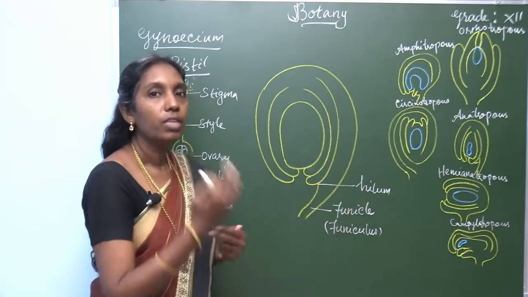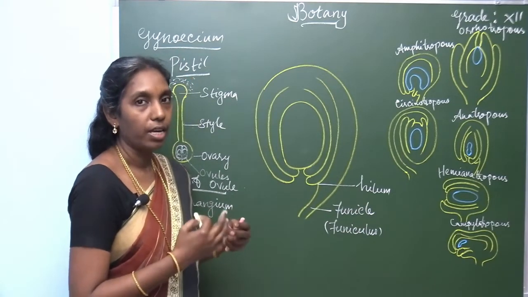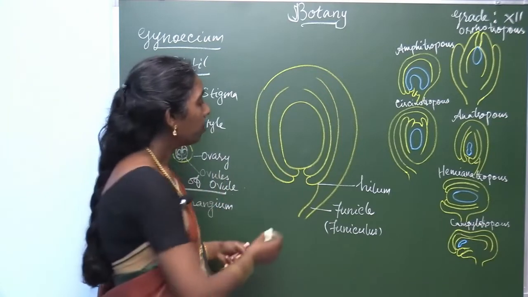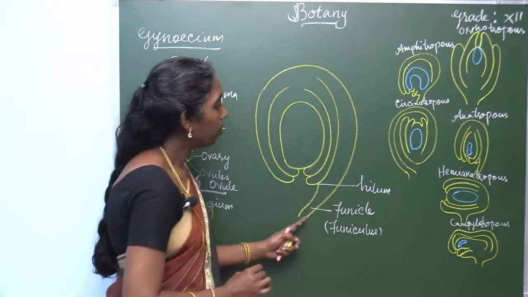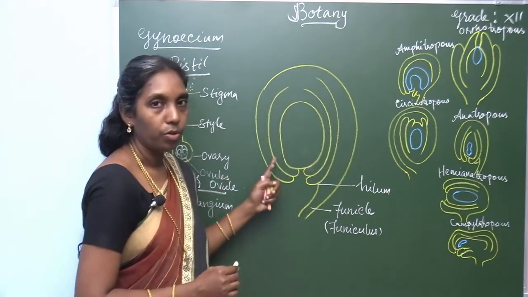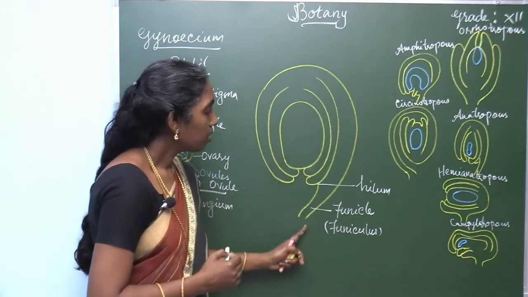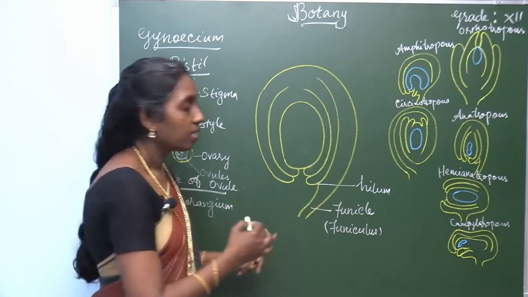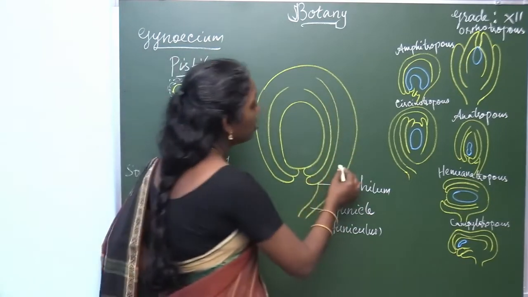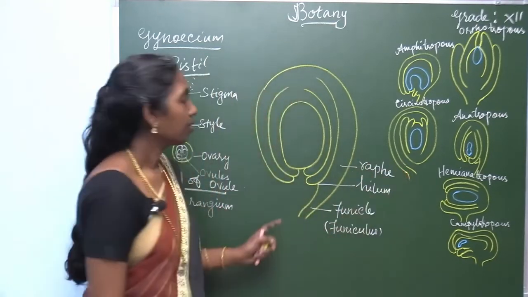In the inverted ovule, the structure varies. This is the completely inverted ovule. In the inverted ovule, the funicle merges with the body of the ovule, and there is a long ridge. This ridge is known as raphe.